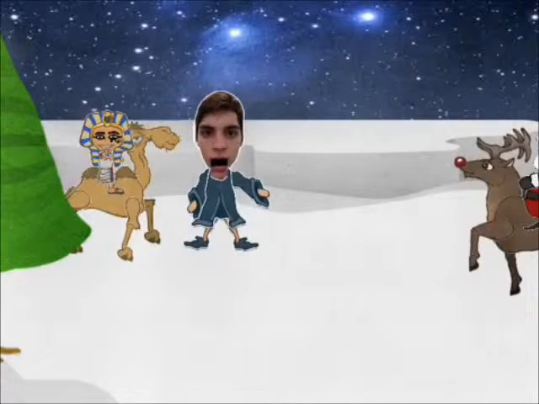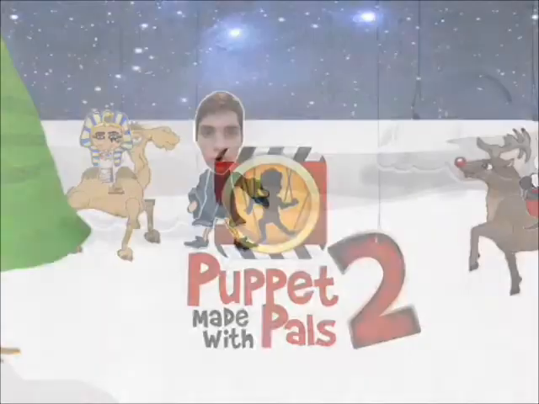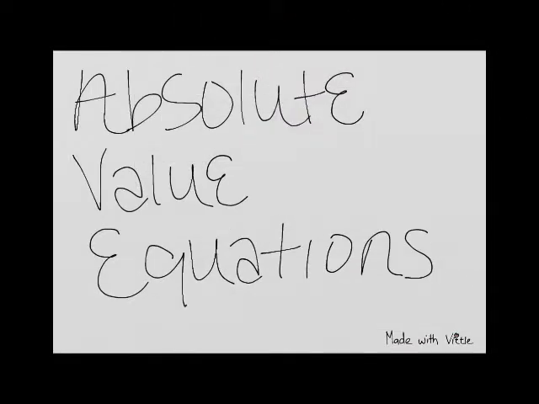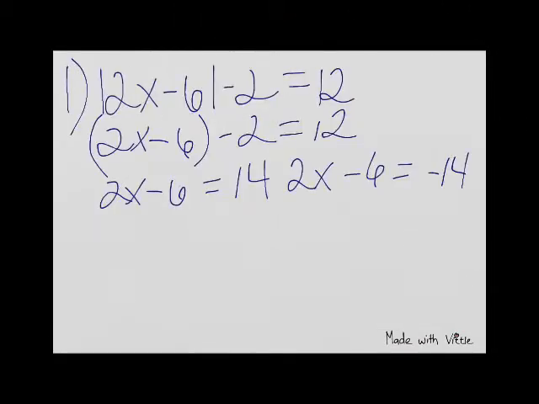To begin this lesson, we are going to talk with the absolute value camel pharaoh. Solving absolute value equations. In this equation, you have the absolute value of 2x minus 6, minus 2 equals 12. Since you have something outside of the absolute value, you have to add that to both sides first before solving.